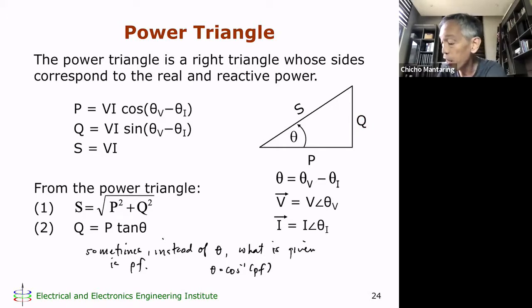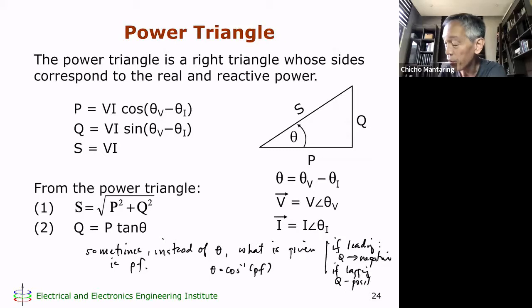In other words, if your power factor is leading, then Q should be negative. And if lagging, then Q should be positive. And that's where a lot of times students make mistakes. Sometimes they are given a device with a certain power factor, and the power factor is leading. They forget to make Q negative, and then all of their computations are no longer correct.